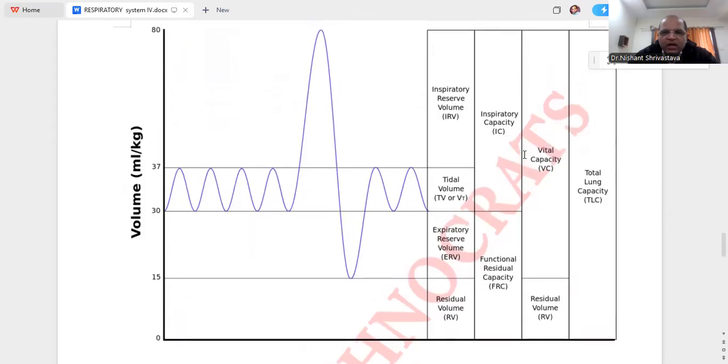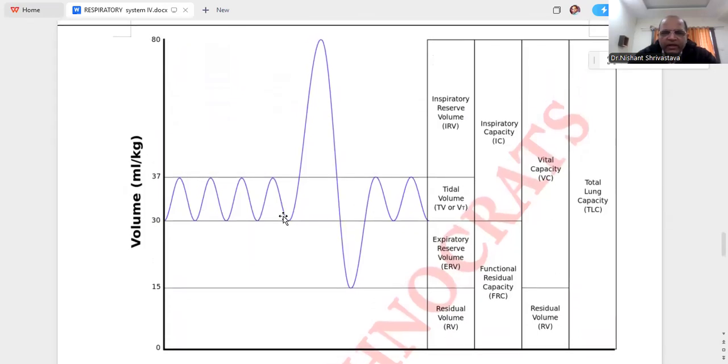So this is the chart of respiratory volume. In this chart, we can see this is the normal inspiration and expiration volume. This is also known as tidal volume. It means we intake 500 ml inspiration, then expiration. So this is tidal volume.